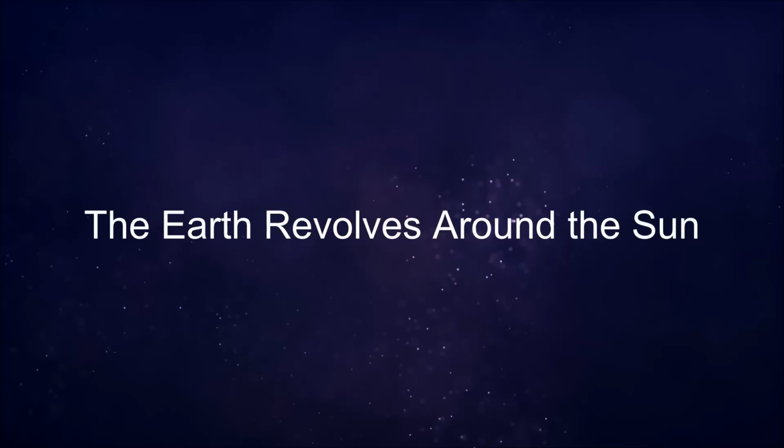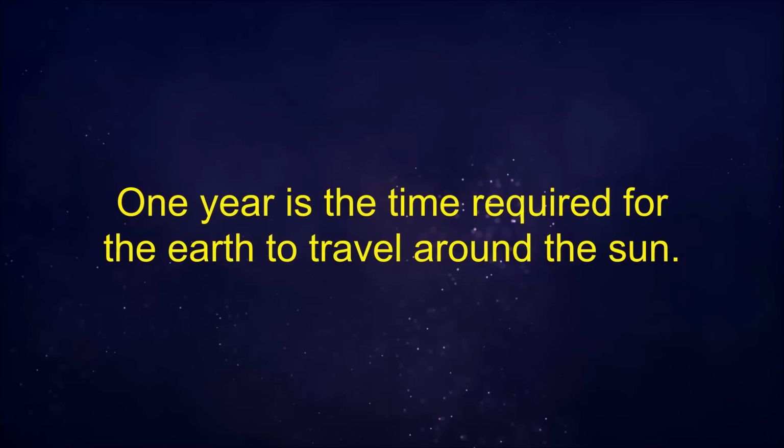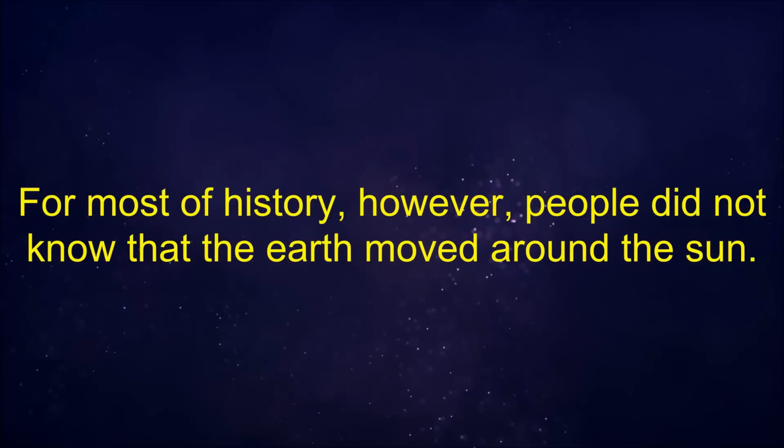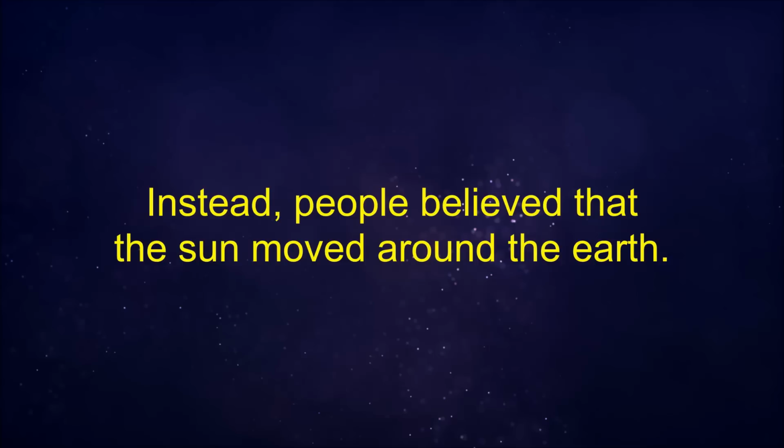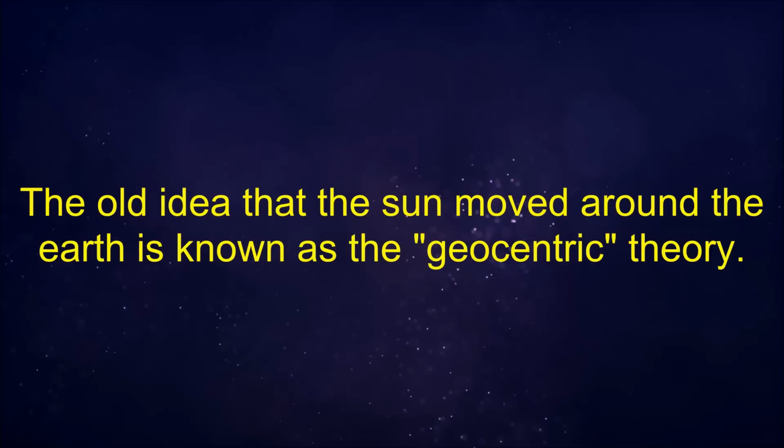The earth revolves around the sun. 1 year is the time required for the earth to travel around the sun. For most of history, however, people did not know that the earth moved around the sun. Instead, people believed that the sun moved around the earth. The old idea that the sun moved around the earth is known as the geocentric theory.